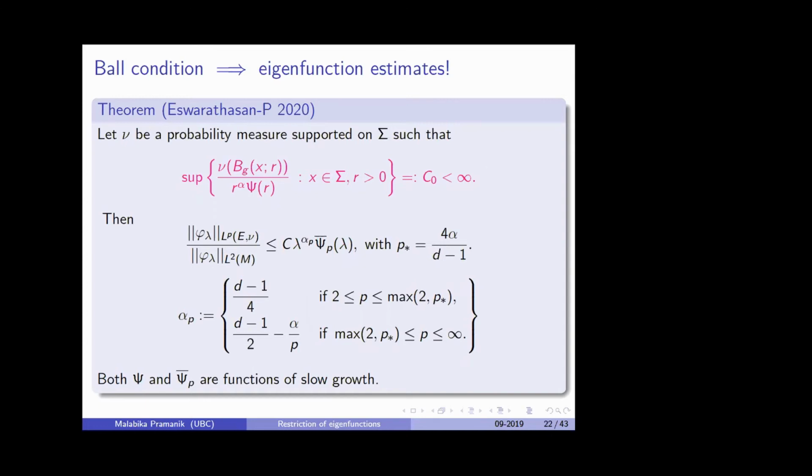Superficially, the result looks very similar to the earlier one, except that this time, instead of an arbitrary E, we assume that E supports some probability measure nu that satisfies a Borel condition of order alpha, possibly allowing for a function of slow growth. Then we show that the displayed restricted eigenfunction estimates hold.